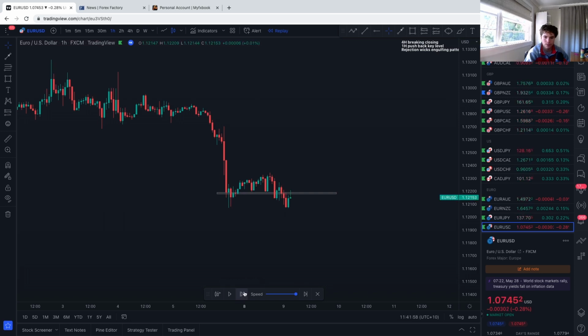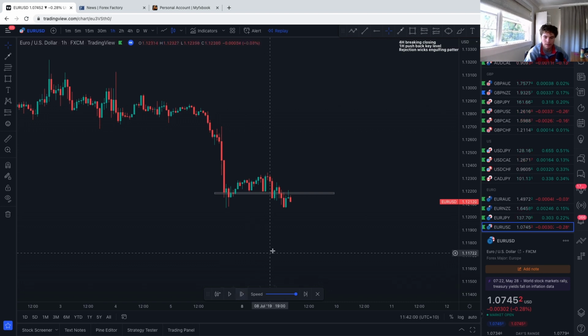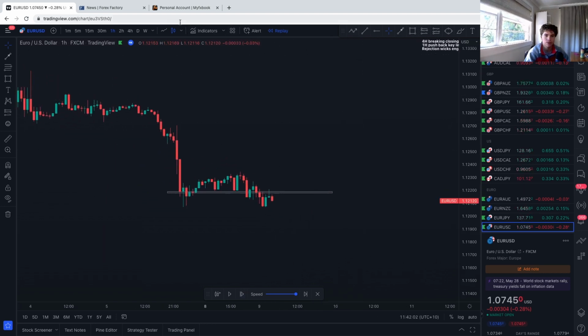Ooh, this isn't looking bad. Wow. Instantly we can see the 1H pushes back. We get a very nice wick rejection and a nice engulfing candle. We got the 4H bearish structure. We got the 1H lower low, lower high, lower low, lower high. We got that bearish behavior, and now we have this bearish momentum shift. Everything's lining up.